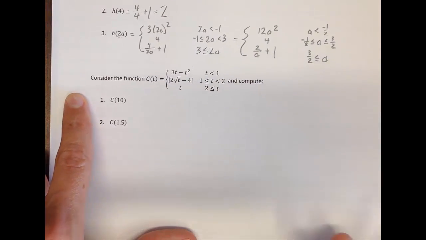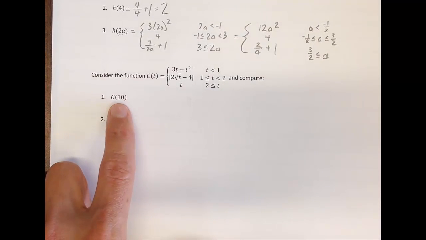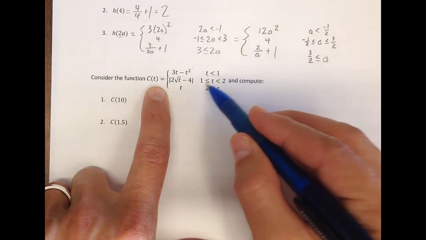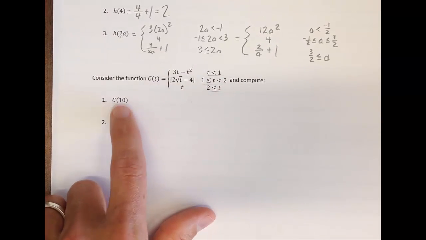Here's another one to practice. This one has an absolute value and a square root in it. So let's think about that. C, you don't have to have x here. Notice that my domain is described in terms of t's. So I've got these three pieces, c of 10.